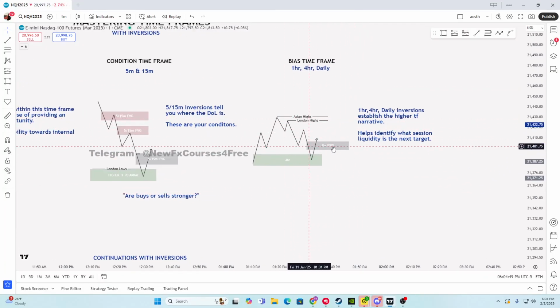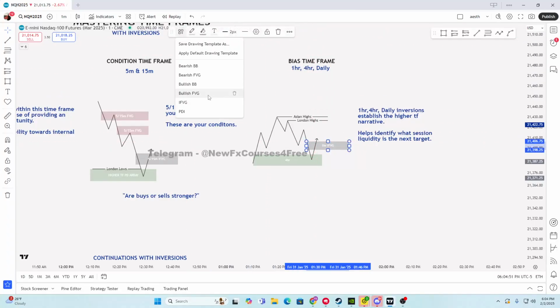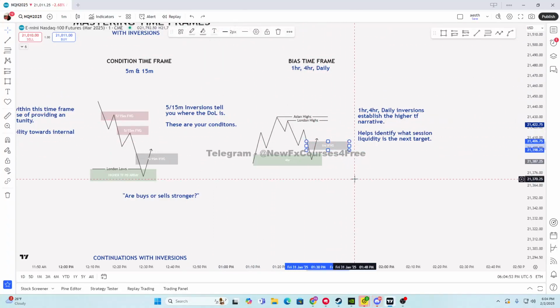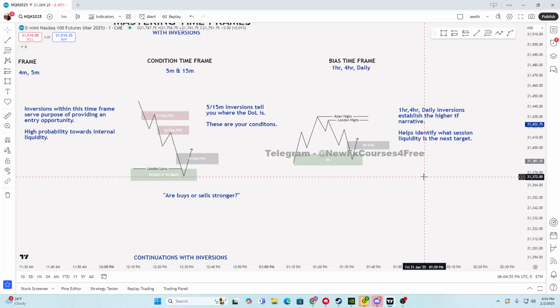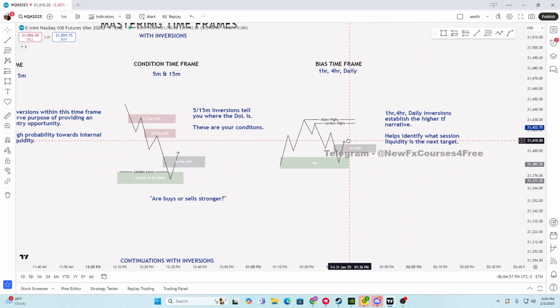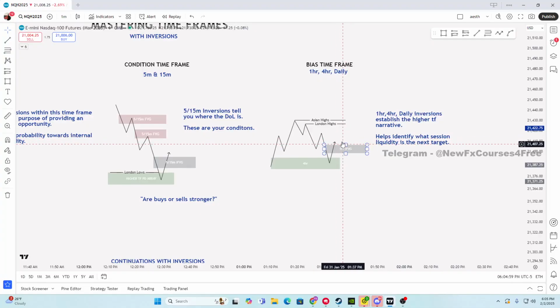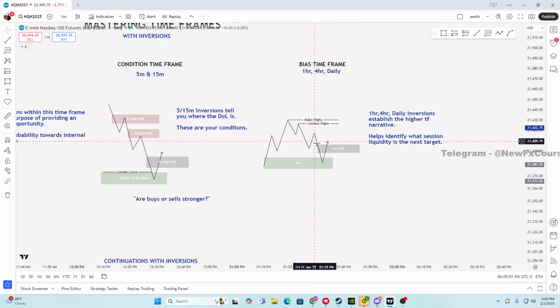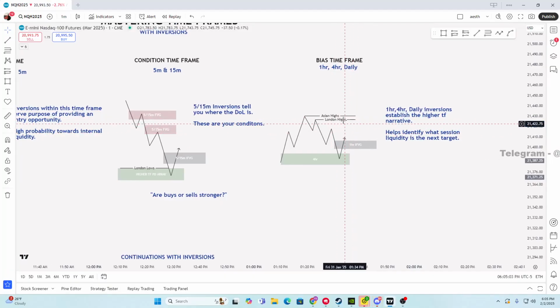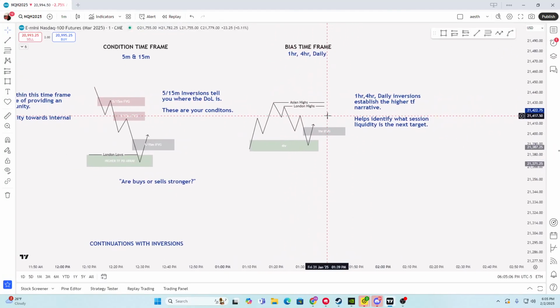Cool. So if we're inversing a bearish hourly fair value gap on the higher time frame, this hourly gets inversed. We hit a 4 hour, we inverse this. We know our bias is most likely bullish here. We're disrespecting bearish PD arrays on the higher time frame. We have London highs and Asia highs above, for example.